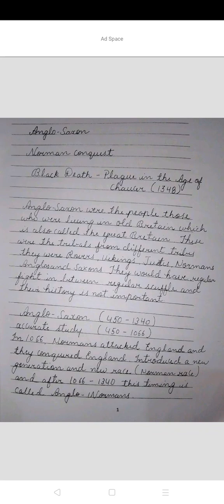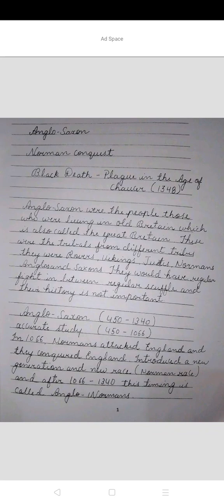They would have regular fights and scuffles in between, and their history is not important in the UGC NET exam or other exams. The dates and the texts are more important. Anglo-Saxon time was 450 to 1340, but in 1340 the age of Chaucer also began. So the accurate study of Anglo-Saxon is 450 to 1066 BC.